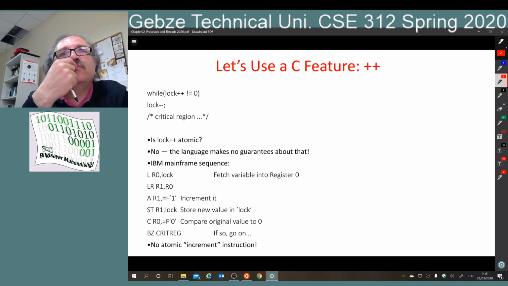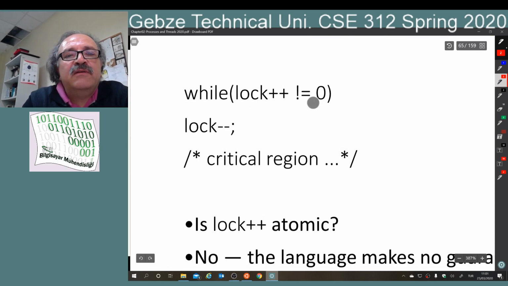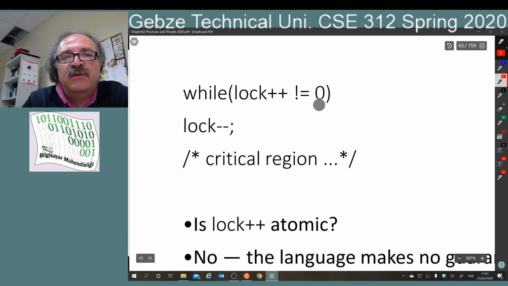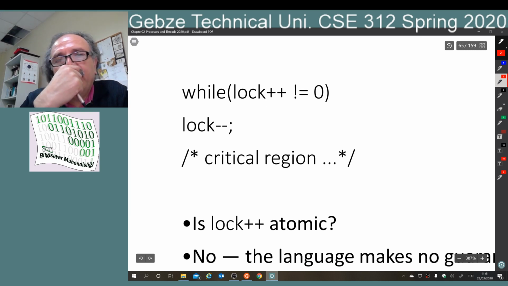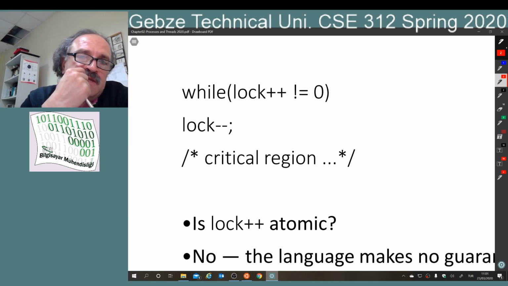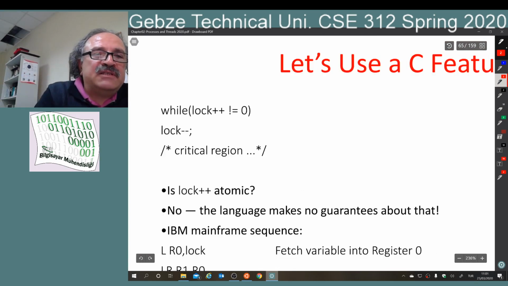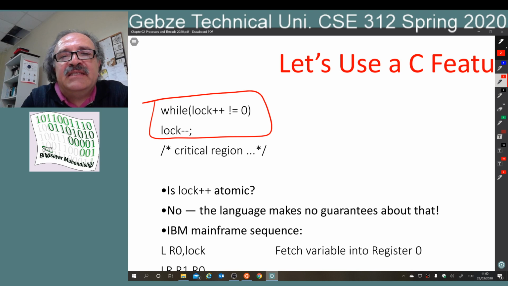Okay, this is the answer to Ali Emre's question. What happens if I do this? If lock is not 0, then decrement lock and go into a loop. If lock is 0, then I will increment it and go to my critical region. You understand this code, right? So it looks like it checks the value of lock and increments it at the same time.